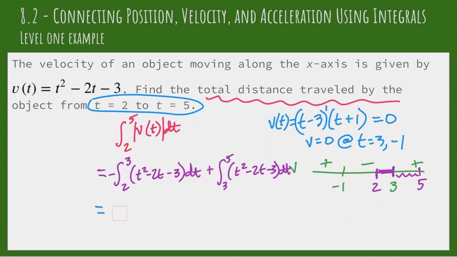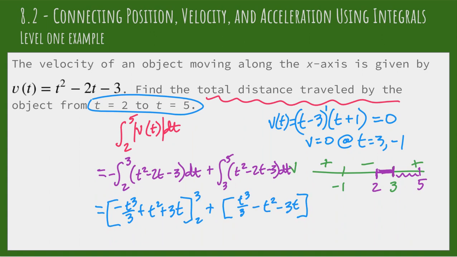So I'm going to go ahead and distribute that negative in here. So we got negative t cubed over 3 minus t squared minus 3t. All of that, sorry, that should be a plus and plus, evaluated from 2 to 3 plus t cubed over 3 minus t squared minus 3t evaluated from 3 to 5.